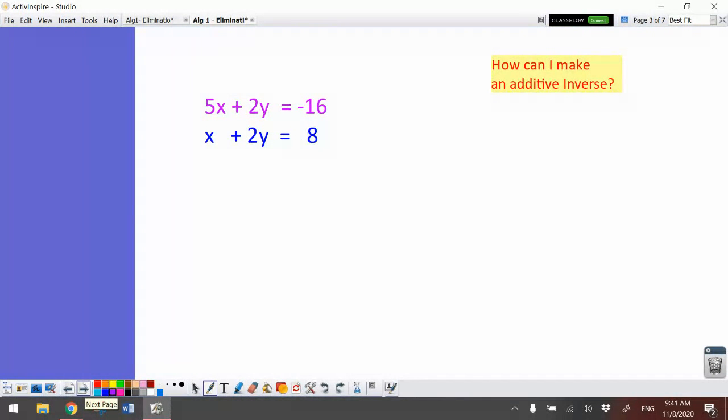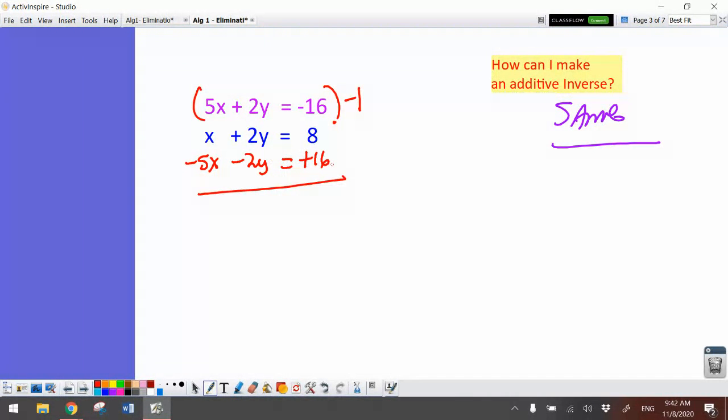And let's take a look at this next one. So this is the second method that we looked at yesterday, which is I don't have additive inverses. I have to make additive inverses. And what I have are things that are the same. So 5x plus 2y equals negative 16, x plus 2y equals 8. Well, I see that I have these two y's. They're the same, and I know that I need them to be opposites. So I am going to multiply one line, and I'm going to pick the top one, by a negative 1. That gives me a negative 5x, a negative 2y, and a positive 16. And now this guy's gone. Now I see I have my additive inverses.